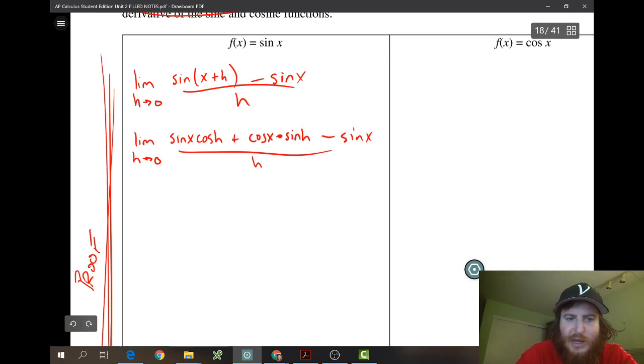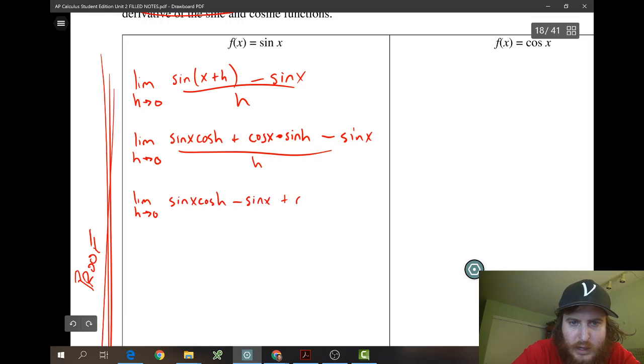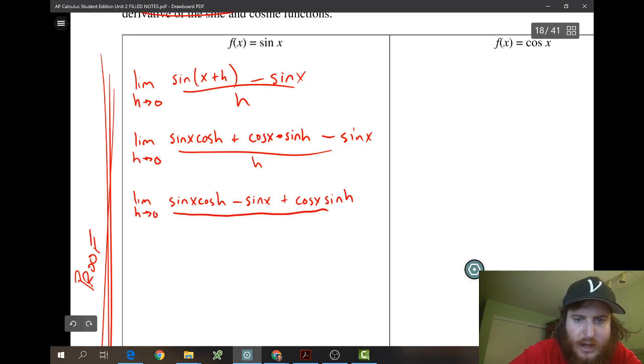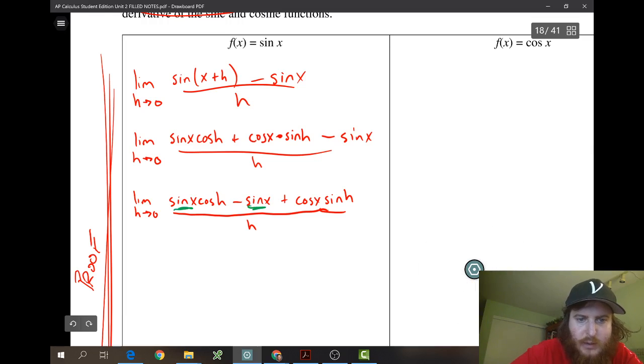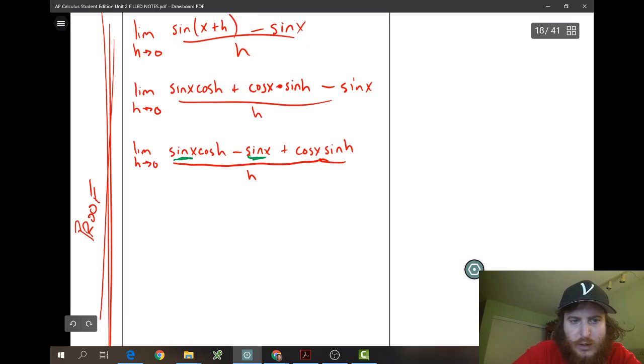Now in math, and again, this is not something I ever expect you to do on your own, you can always rewrite the order of things. So I'm going to rewrite the sine of x first. The reason for that is I noticed that both of those two terms have a sine of x in them, so we can factor that part out. You'll see why in a minute. Again, we're just proving why the answer is cosine of x. So sine of x times cosine of h minus 1, plus cosine of x sine of h, all divided by h.